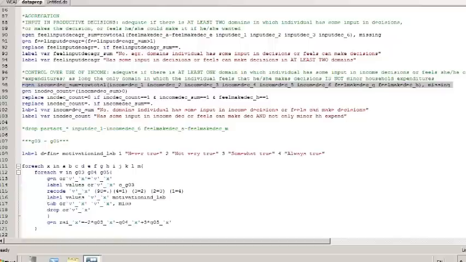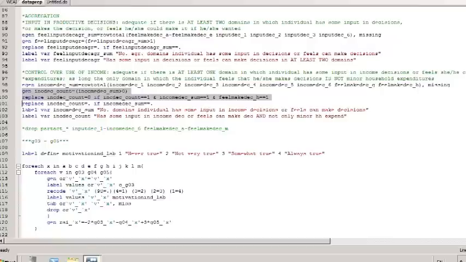Then we create income-count, which is our indicator, or the name in Stata for our indicator, control over use of income. So the individual is adequate in terms of control over use of income if there is at least one domain, one activity, one type of decision in which the individual has some input in income decisions, or feels she can make decisions of expenditure. So there is at least one of the indicators regarding income in which the individual is considered adequate.